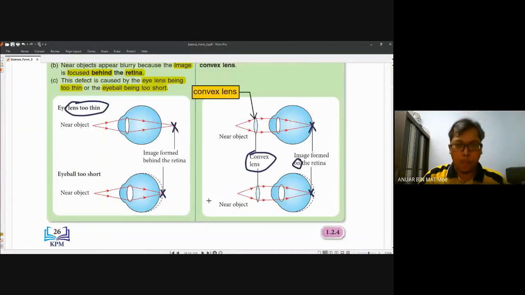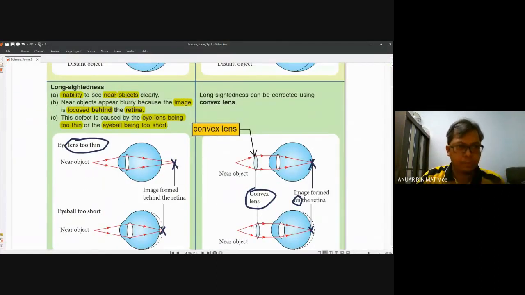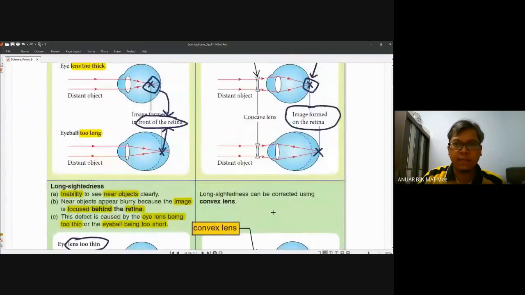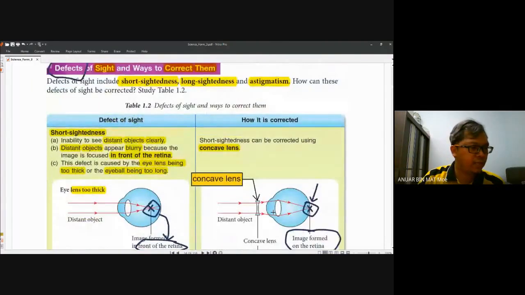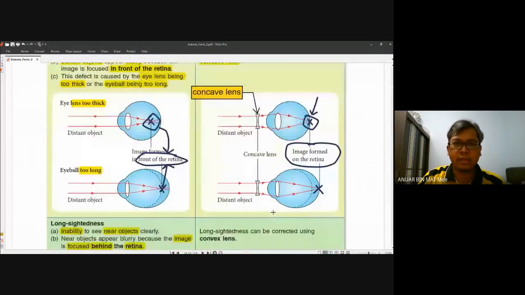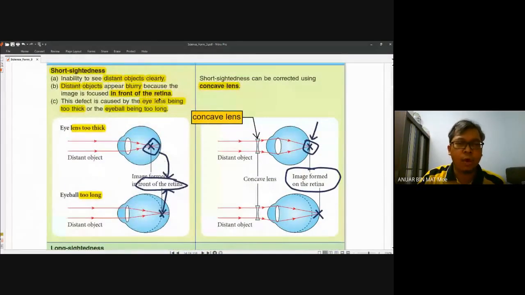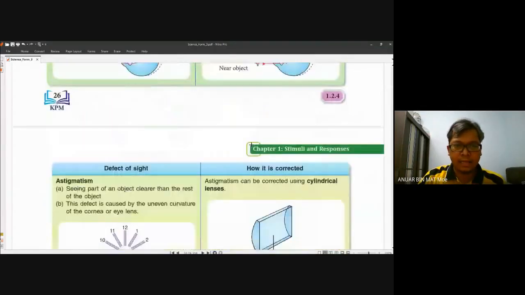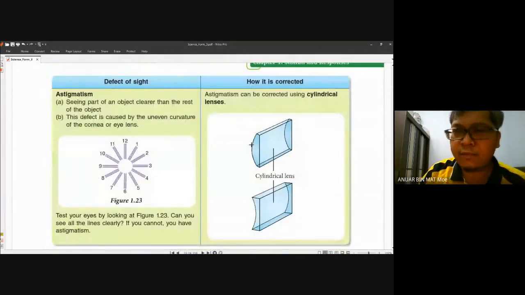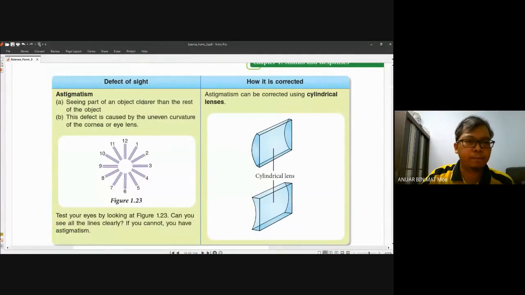Okay. Can you understand this? Boleh faham tak ini? Defects in sight: short-sightedness, long-sightedness. You must be able to understand what happened, what is the cause, and how to overcome the cause. And then the next defect is what we call astigmatism.